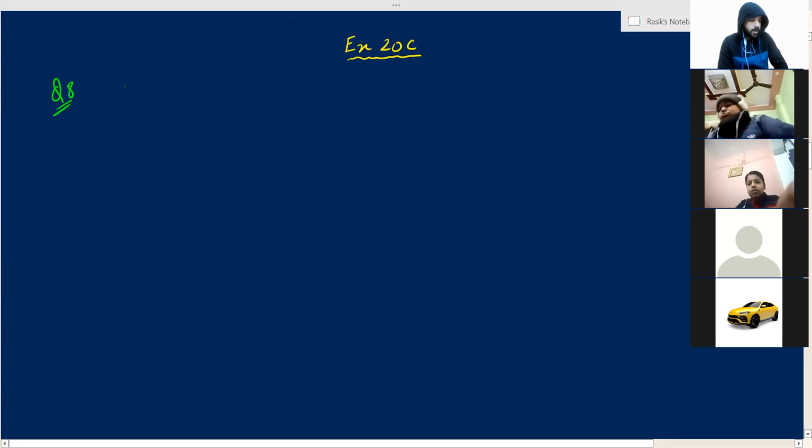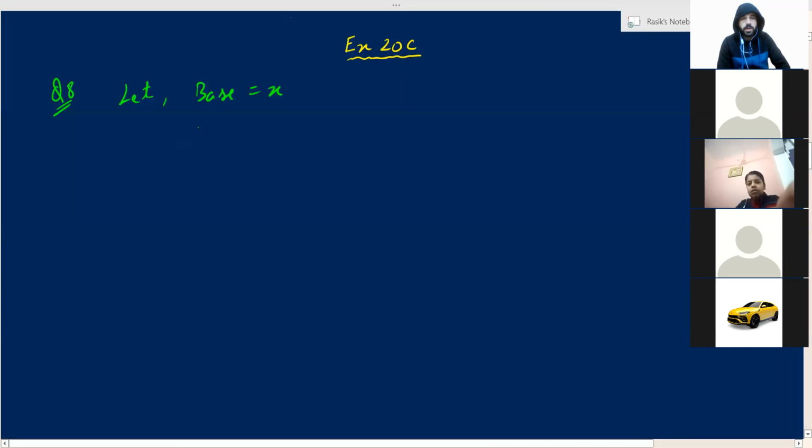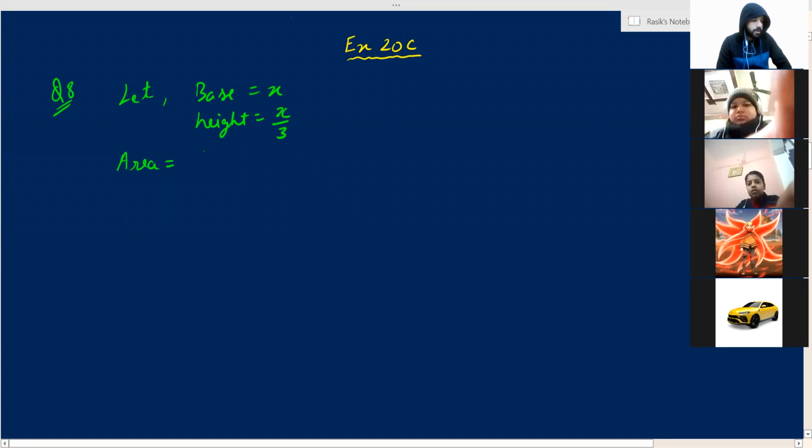Question 8. The height of a parallelogram is 1/3 of its base. Let the base of the parallelogram be x. Base is equal to x. So here it is given that the height of the parallelogram is 1/3 of the base. Therefore, the height of the parallelogram is x upon 3. We know the area of the parallelogram given in the question is 108 centimeters square.